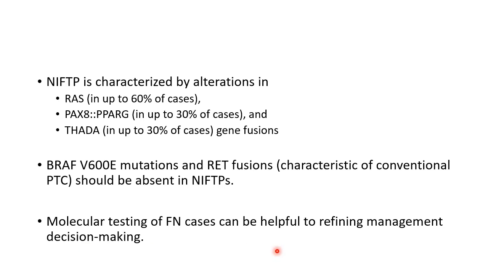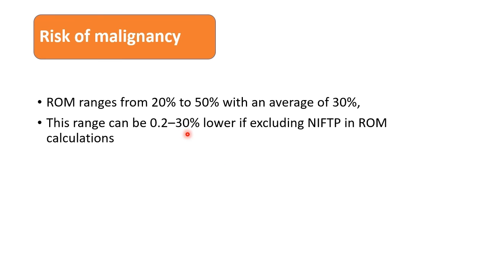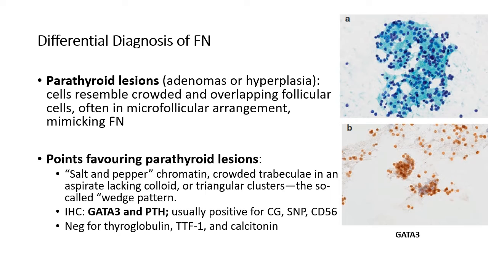So molecular testing of follicular neoplasm cases can be helpful to refine the management decision making. The risk of malignancy ranges from 20 to 50% with an average of 30%, and this range can be 0.2 to 30% lower if excluding NIFTP in the risk of malignancy calculation.